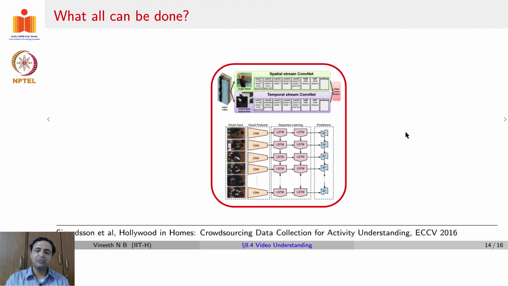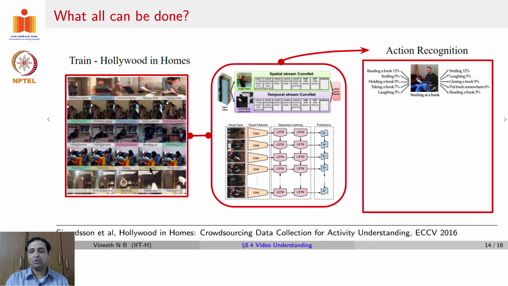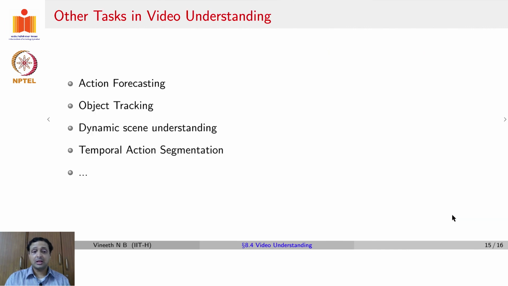Or if you had a different kind of data set, another data set that's popular is known as Hollywood in Homes, which is an activity understanding data set again. In this, you could perform action recognition such as smiling at a book, so on and so forth. Or you could also perform sentence prediction such as caption generation for a full video or equivalent problems. There are more problems that can be solved for video understanding.